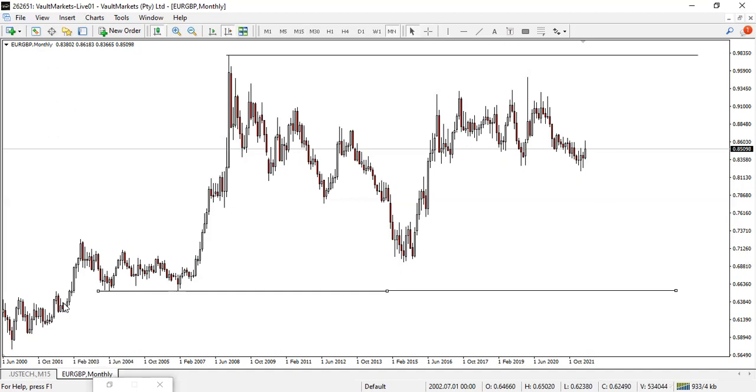Now with that said, we need to find out where EURGBP is going on a monthly time frame, and then we will continue from there.